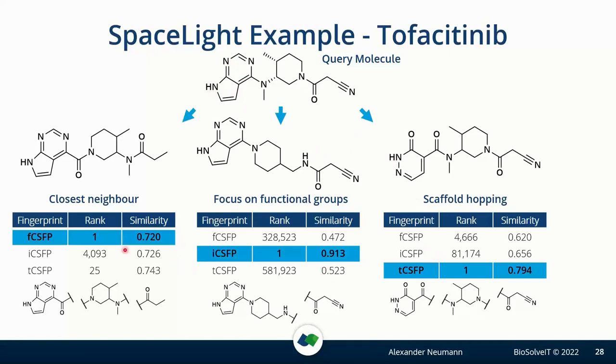And what you can learn from that is that by applying different fingerprint methods, you also get completely different results, right? So this compound would just rank in the 4,000s for ICSFP, whereas here, with the ICSFP, the functional groups of all of the compounds are completely lost. So it can make sense to apply different methods depending on what strategy you are following.